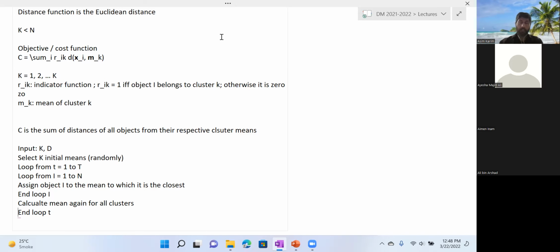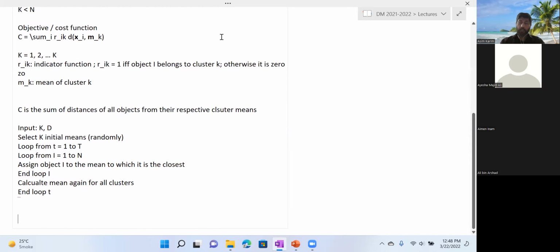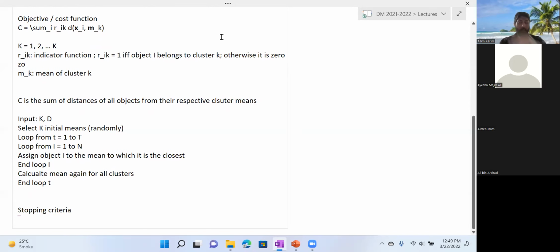So the stopping criteria could be a couple of stopping criteria, meaning that you get out of the iterations loop, and the stopping criteria, let me write it separately because I'm not writing the algorithm in a pure form. So the stopping criteria could be one, when assignment of objects do not change from one iteration to the next.